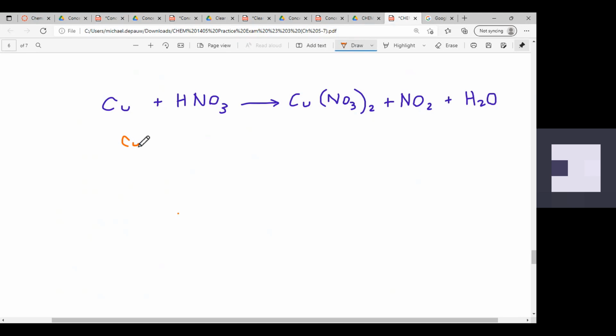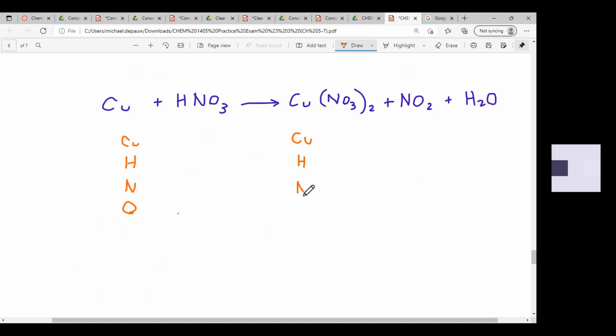So if I'm looking at this, first I want to list out my elements. So Cu, H, N, and O. I do not keep the polyatomic ions together for two reasons. One, they don't always stay together. They sometimes split apart like they do here. And two, it doesn't really save you any time. So I don't even bother with it. I find it more often confuses students than helps them.